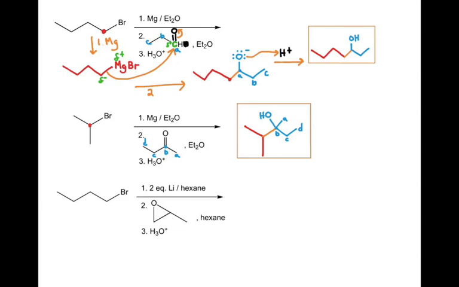Now let's look at our next example. Okay, in this case, our electrophile is an epoxide. So here's an epoxide. And in this case, I'm not doing the Grignard, right? I'm making an organolithium reagent, but it's really the same exact thing. I could do a Grignard here, but here we're doing the lithium.